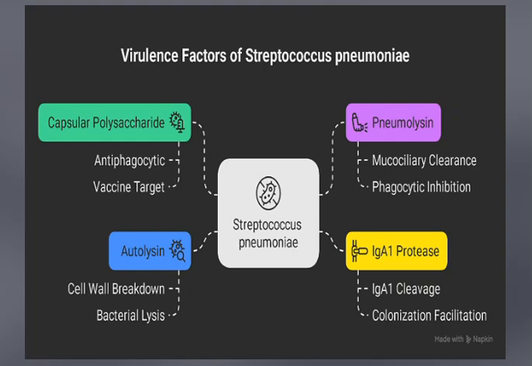Turning to Streptococcus pneumoniae, its virulence relies on four main factors. The capsular polysaccharide prevents phagocytosis and is the target of vaccines. Pneumolysin disrupts mucociliary clearance and immune cells. Autolysin causes bacterial cell wall breakdown, releasing inflammatory components. IgA1 protease cleaves antibodies, helping the bacteria colonize mucosal surfaces. Together, these factors enable the bacteria to evade defenses and cause serious infections.